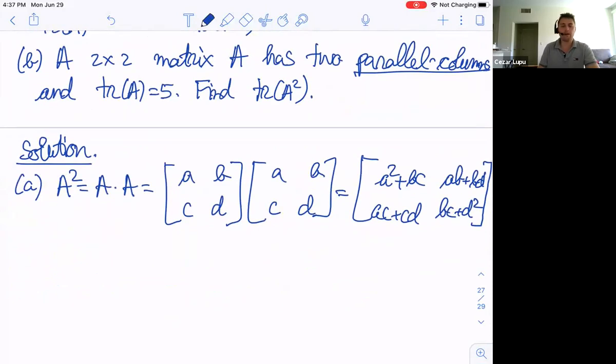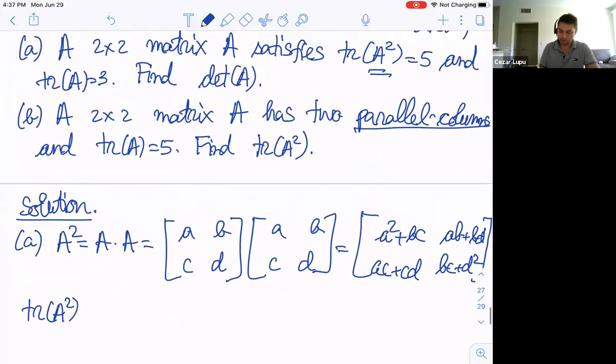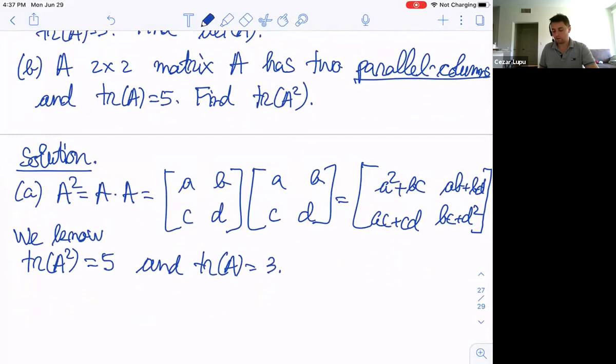Now I know that trace of A squared is 5, and trace of A is 3. So what does this mean? Let's take the trace of A squared. We have that 5 equals the trace of A squared, which we get by adding the elements on the main diagonal.